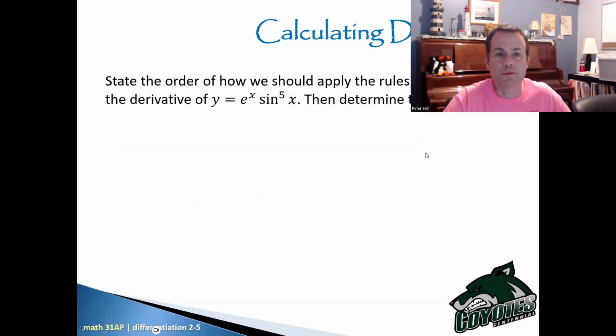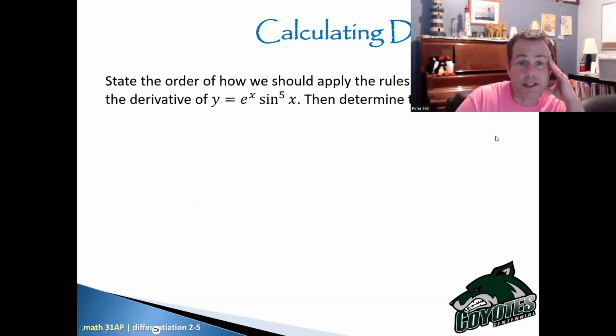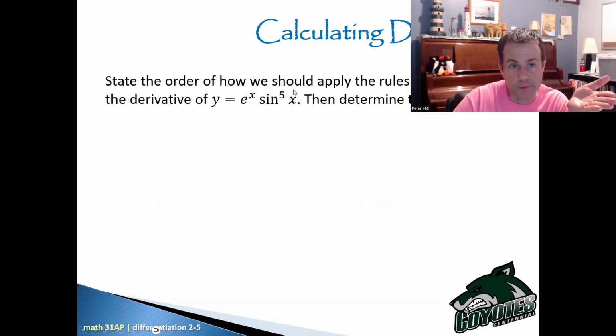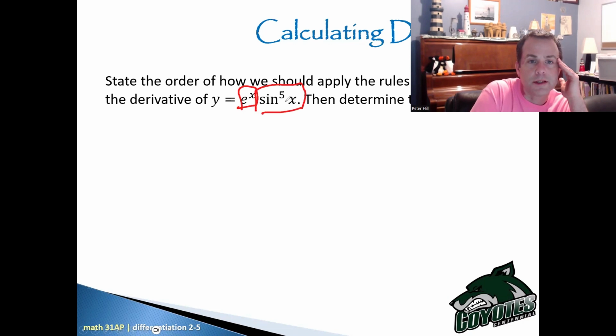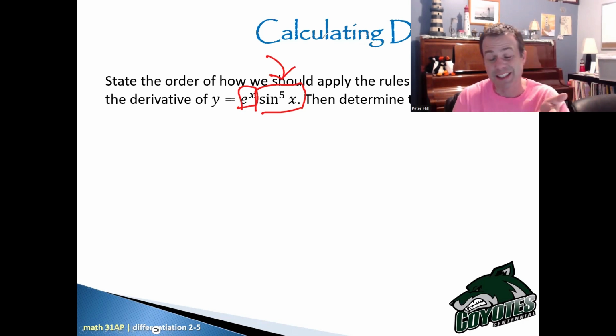All right, same sort of question, state the order. But now what I need you to see here is the first thing we're going to do is the product rule. Overall, what we see here is the product rule. I have e to the x times sine x to the 5. So product rule. But then when I go to do the sine x to the 5, I need you to see that that's going to be the chain rule, because I have a 5 on the outside, like that's sine x all to the 5.